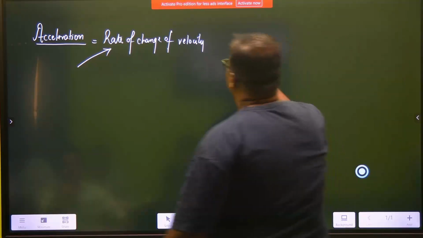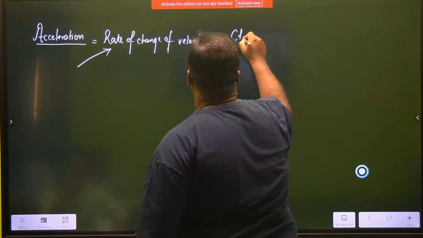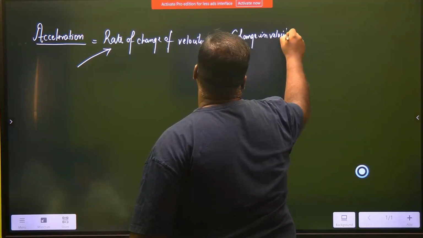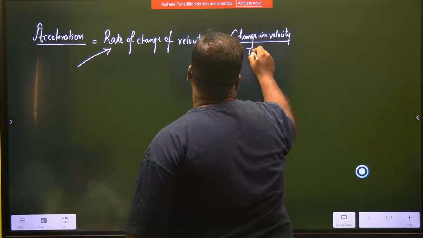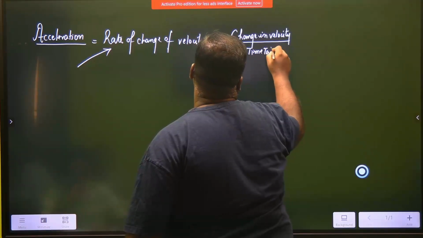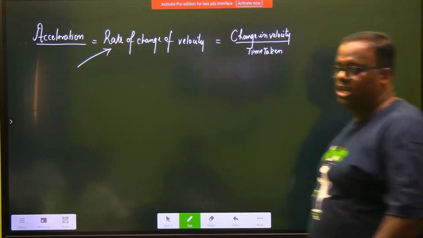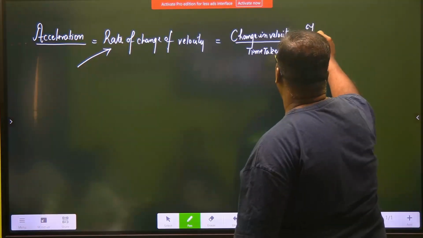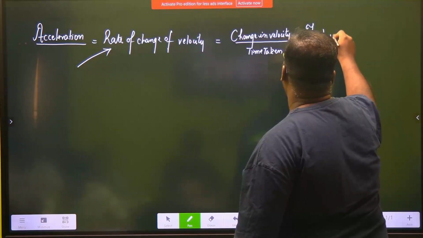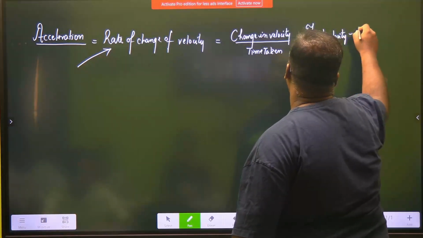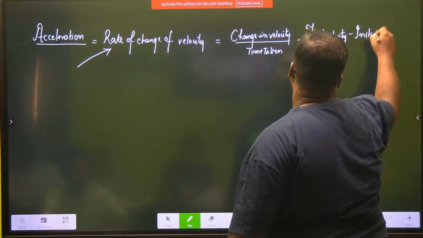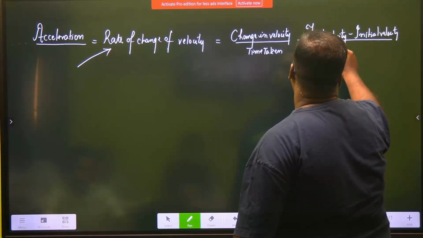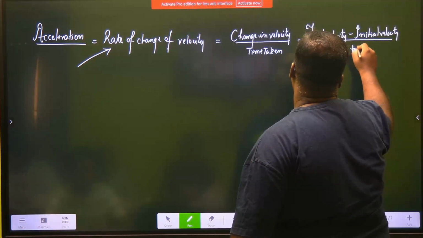That means this mathematically will be given as change in velocity divided by the time interval or time taken. Change in velocity. Change means a difference, and this change will be given as the difference of final velocity over initial velocity, and divided by the time taken.